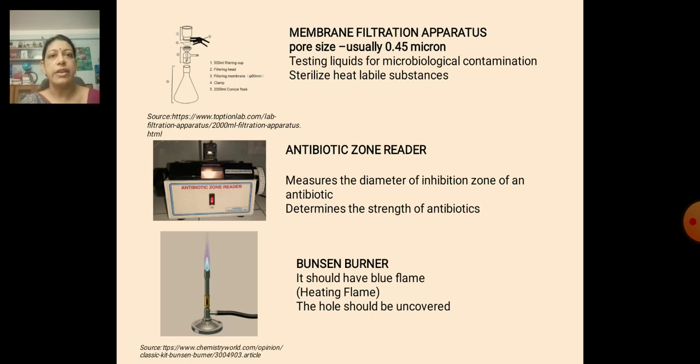Now, whatever Bunsen burner we use, the flame we use should be the blue flame, that is the heating flame. No yellow flame is allowed. This blue flame is the hottest flame of a Bunsen burner, where total combustion of the air has taken place. And to get a blue flame, the collar should always be open. That means the collar should not cover the hole. The hole should be open so that total combustion takes place. So this is all about the preliminary equipment and apparatus that are used in the microbiology laboratory.